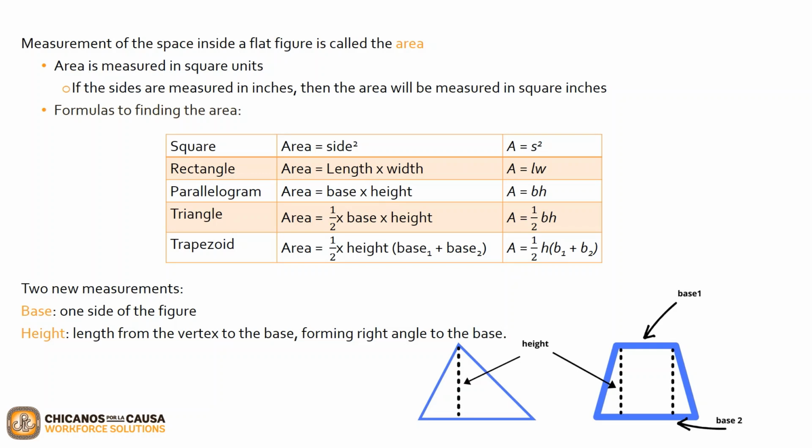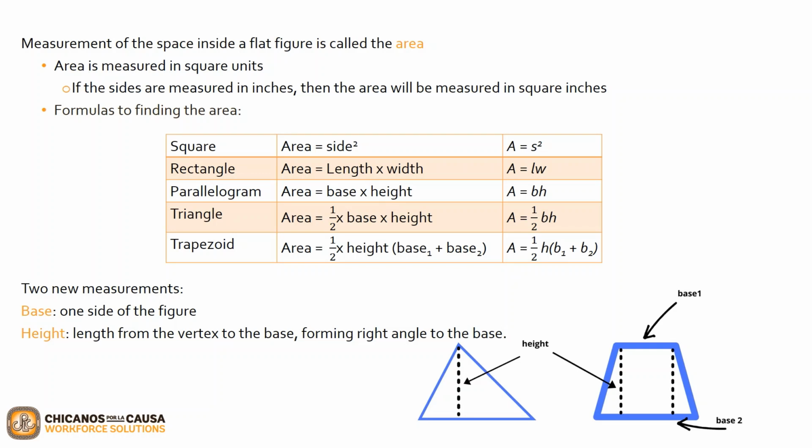A parallelogram is base times its height. A triangle is 1/2 times the base times the height. A trapezoid is 1/2 times the height times base 1 plus base 2. Don't worry, we will apply these formulas to the following examples.